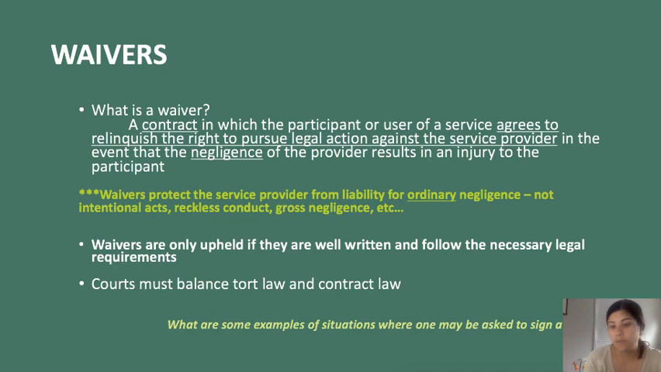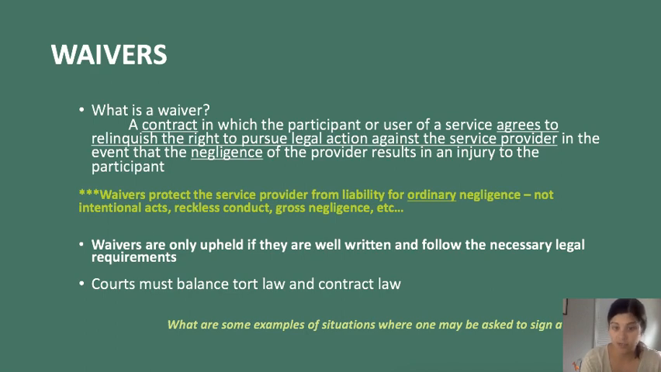Okay, so what is a waiver? You can see our definition here. It is a legal contract. So it's a contract in which the participant or user of a service agrees to relinquish the right to pursue legal action against the service provider in the event that the negligence of the provider results in an injury to the participant. Pretty lengthy definition, but it covers a lot of important pieces here, right?